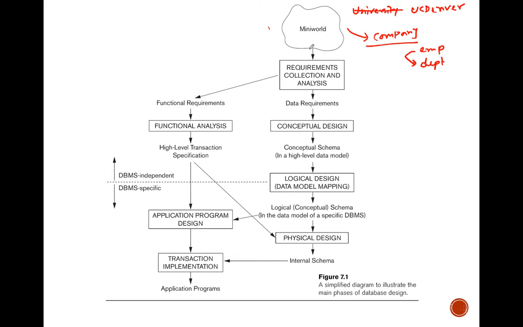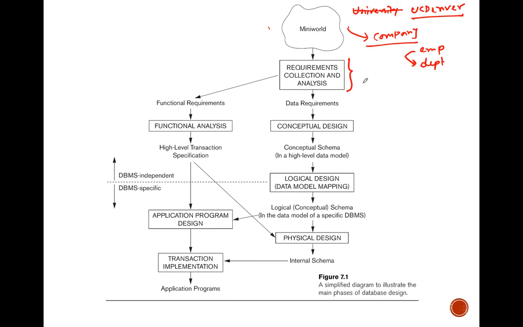Now let's say you want to generate a database for your mini world. You are thinking that for your company or for your university, whatever the mini world is, you want to have a system or application. So you want to have a backend database and a front-end application. First you have to find out the requirements. So the first step is requirement collection and analysis. That means, what should be the requirements in your system.